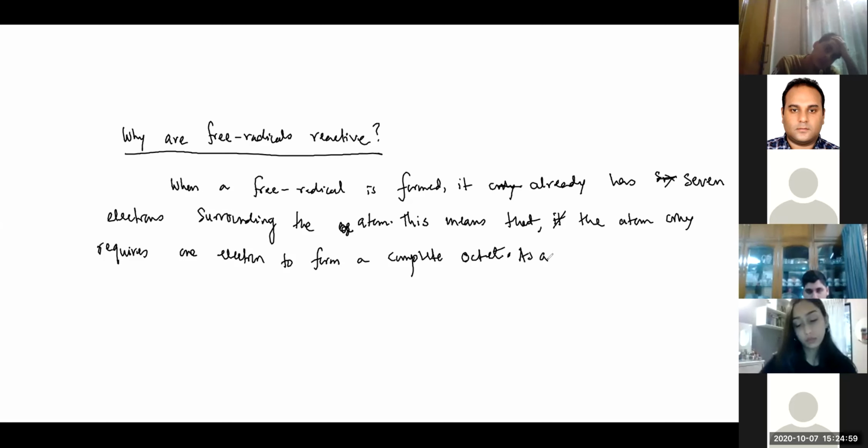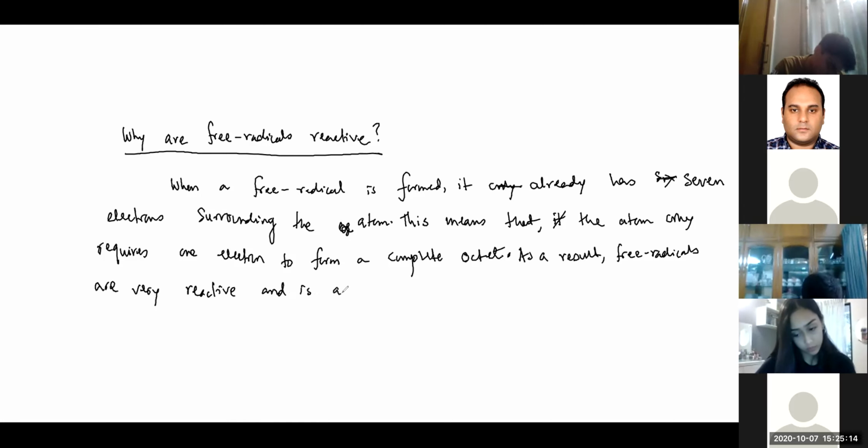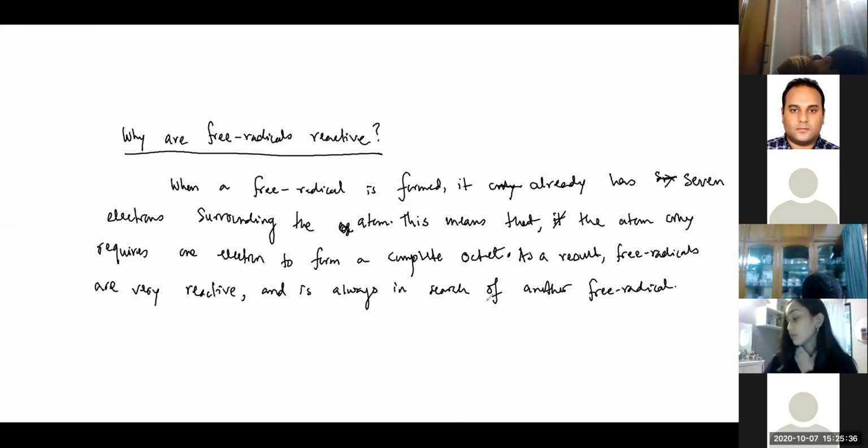As a result, free radicals are very reactive and are always in search of another free radical to complete its octet.